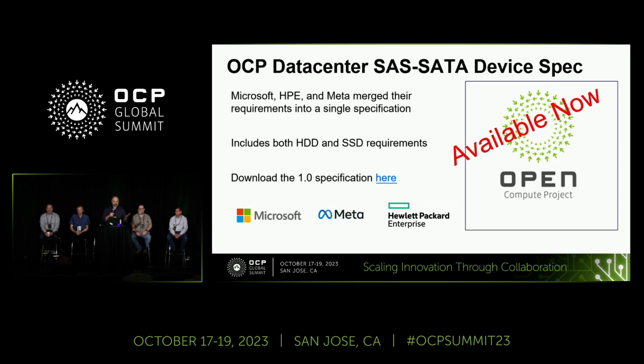So Microsoft, HP, and Meta got together and said, this is not good. Let's do something better. So we got together and merged all of our requirements into a single specification, which is the OCP Datacenter SAS SATA device spec. We contributed it earlier this year, back in May, and it includes requirements for both hard drives and SSDs. You can download the 1.0 specification if you go to the contributions database on the OCP website. You can search for SAS SATA and you'll see the device spec there available, and when you get these slides, you can also click the link that we have embedded.